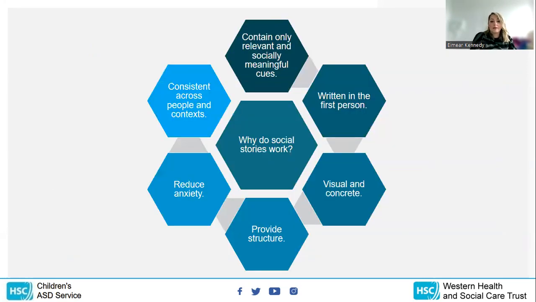Let's think about why the social stories work. Well, they contain only relevant and socially meaningful cues. They are written in the first person, so they are personal to the young person or child. They are visual and concrete, so there's more there that helps the person understand the story rather than just the words. They provide structure. They can help to reduce anxiety, and they should be consistent across people and contexts, so the young child or young person knows what to expect.